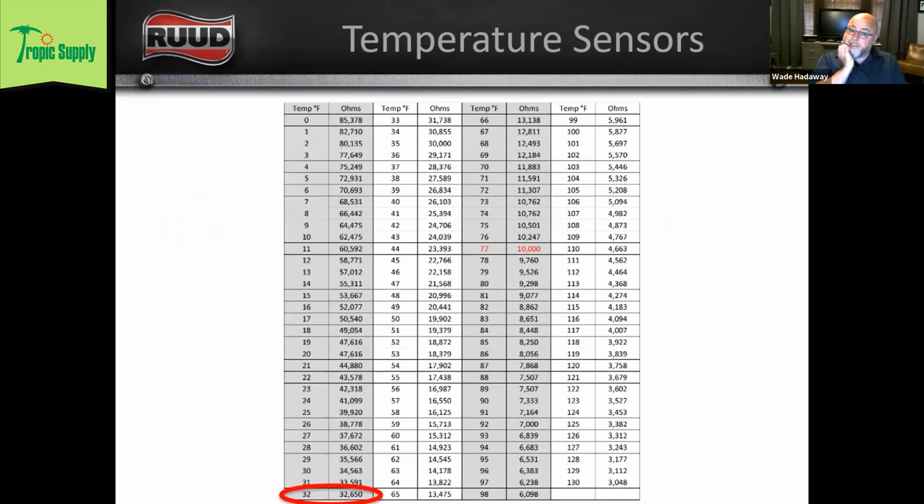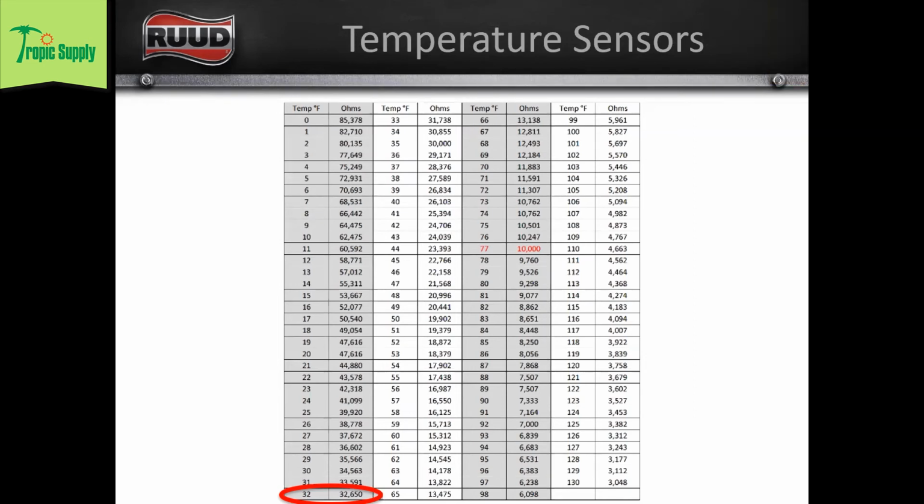So here's the chart, and you can see where I've got it circled. I hope you can see the very bottom of that on your screen. At 32 degrees, the resistance of that thermistor should be roughly 32,650 ohms. So if you check it and it's 32 degrees and you have a different reading than that, and if it fails, it's going to be way off. It's not going to be, well, the chart says 32,650 and I'm reading 32,980. Yeah, it's probably still good. It's going to be way off.